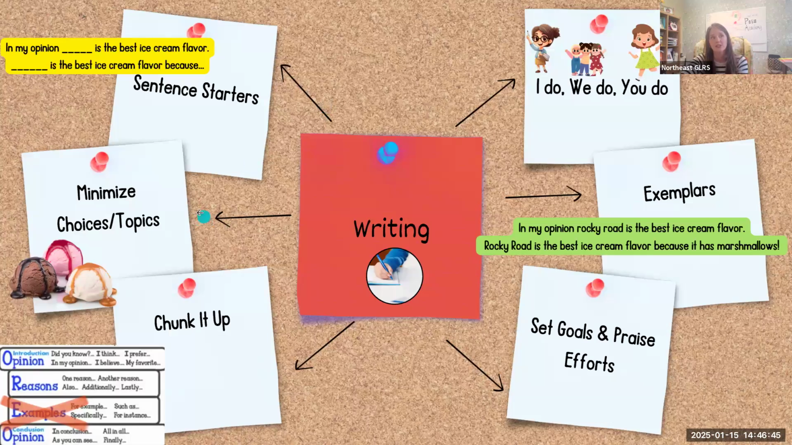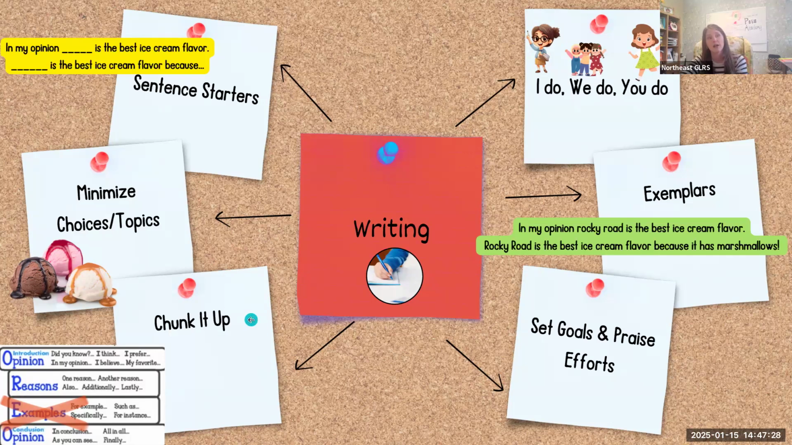Another idea is to minimize choices or topics. So we want to give students choices so that they have autonomy. Do you want to sit or stand when you complete this activity? Do you want to use a blue pen or a black pen? When it comes to writing, the fewer choices, especially whenever you're just embarking on a genre of writing, the better. So I may give them the choice of strawberry, vanilla, or chocolate ice cream. And I may say, you have to choose one of these three. Which one of these three do you think is the best? That's what we're going to use for our opinion writing.